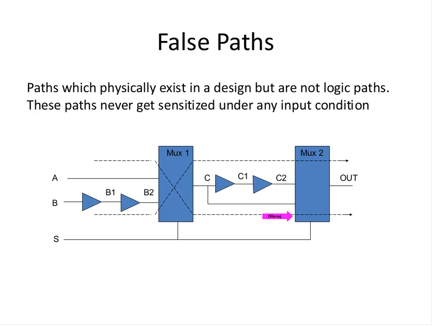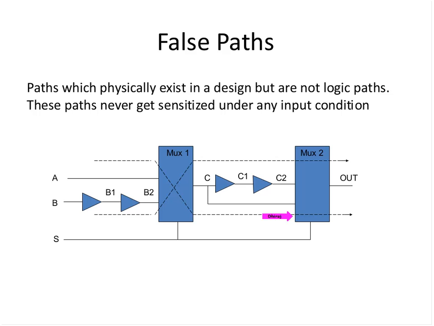It does not consider logic values. It considers all possibilities. It does not consider any logic value on S. It will assume there is no value on S. S can be anything. Therefore, all paths are possible. It does not consider the case where S is controlling both the muxes.